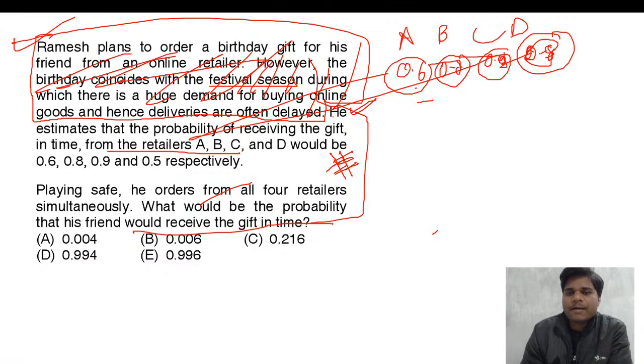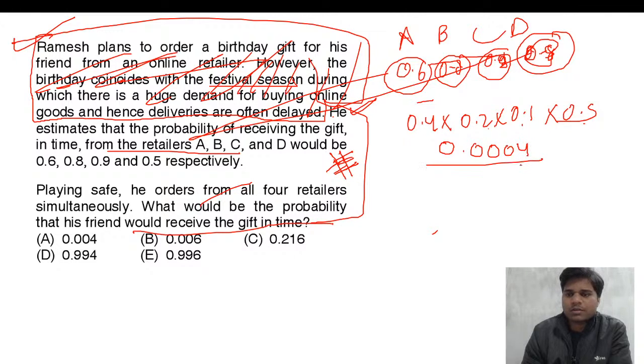So this is 0.4, this is 0.2, this is 0.1, and this is 0.5. So this is how much? 8, 5, 40, no, this is 40. How many zeros will be there? 1, 2, 3, 4. So this is 0.0040 and now A is the answer.